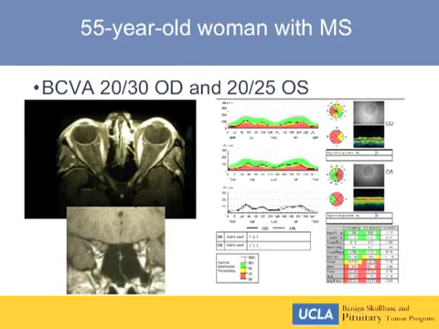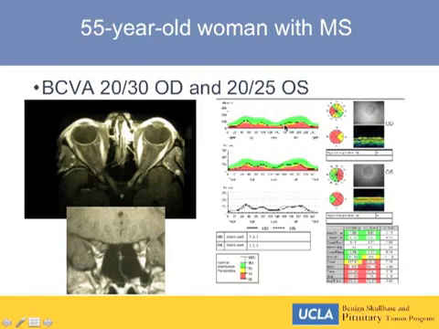So in this case, for example, this is a 55-year-old woman with MS. You can see that she's got enhancement of the optic nerve and the optic canal on the axial view and the coronal view. And this is her OCT. In optical coherence tomography, the optic nerve head is visualized, and then a tomogram, an optical tomogram, is taken of the retina in a circular fashion around the optic nerve.